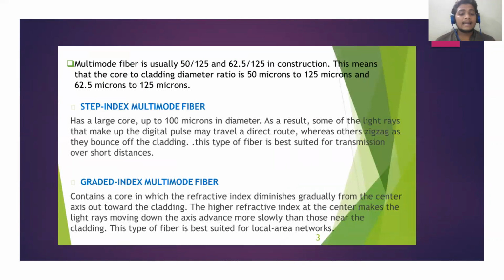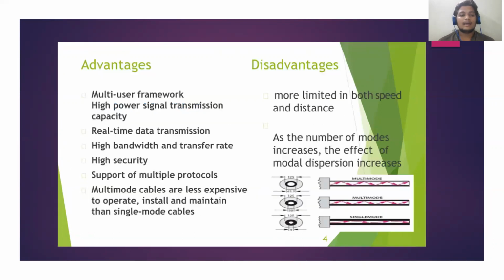Next, graded index multi-mode fiber. This is very important. It contains a core in which the refractive index diminishes gradually from the center axis out toward the cladding. The higher refractive index at the center makes the light rays moving down the axis advance more slowly than those near the cladding. This type of fiber is best suited for local area networks.